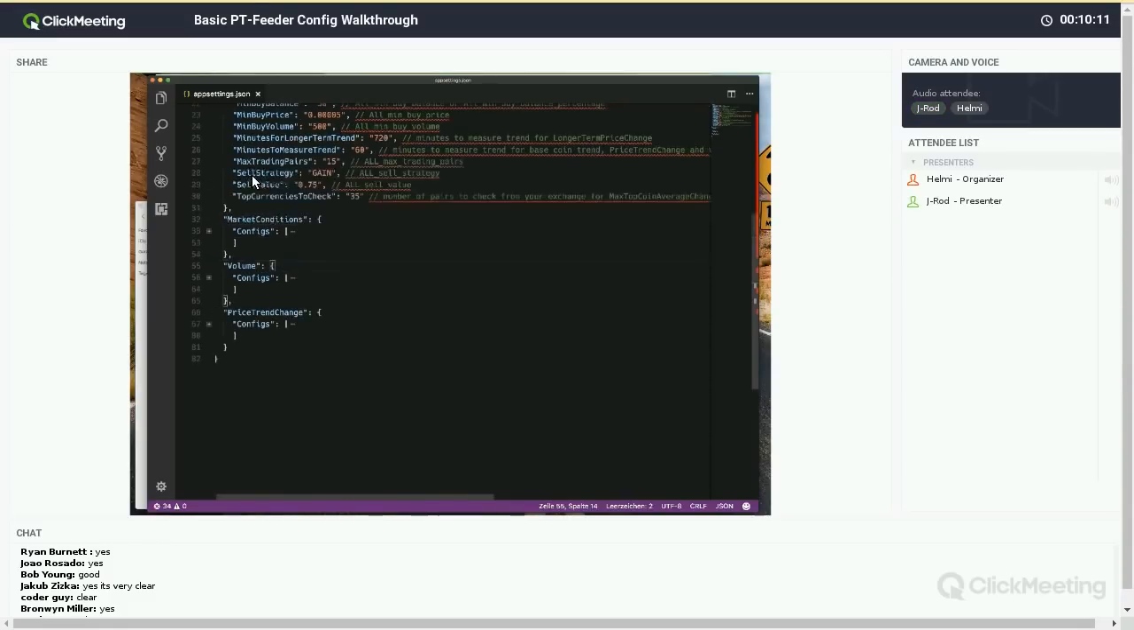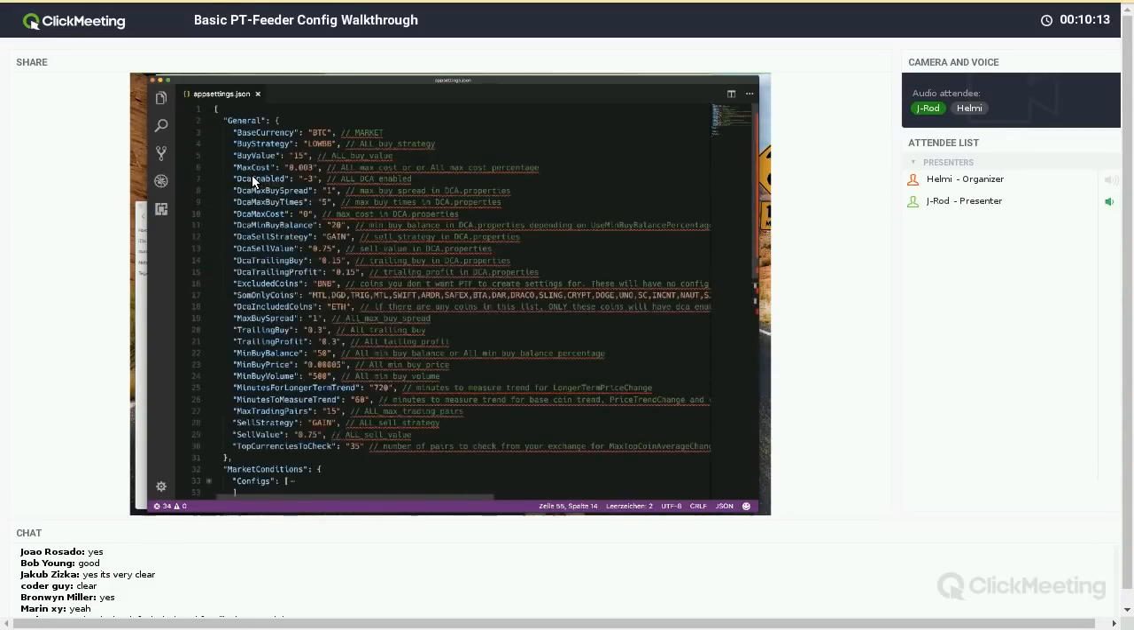What PDFeeder does, and most of you probably know that already, is calculate a target configuration, a Profit Trailer configuration, out of values you give it, combined with the information that Feeder pulls from exchanges and from the market.